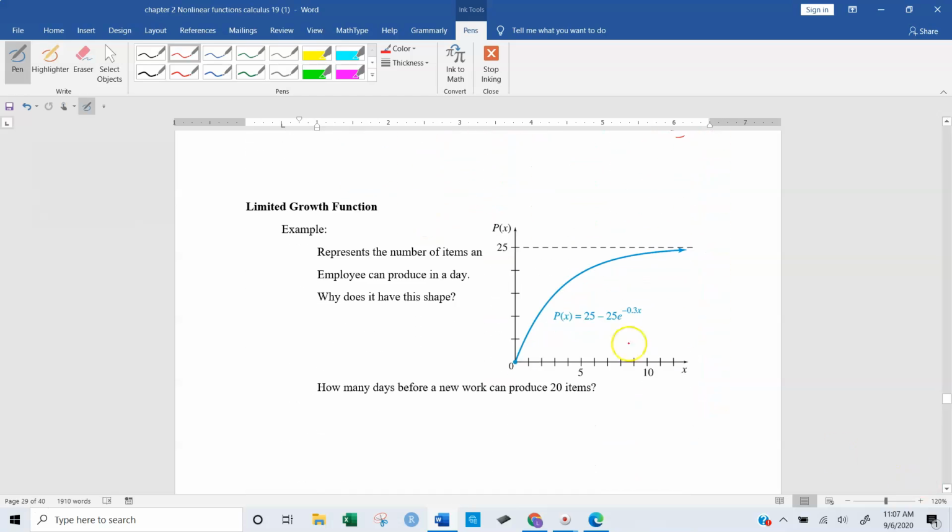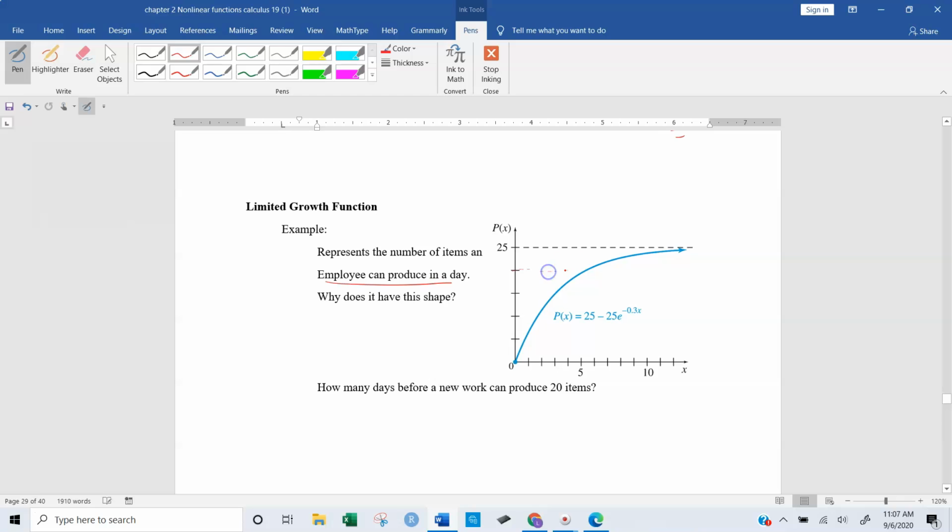Now let's just talk about this. This represents the number of items an employee can produce in a day. Why do you think it does this and has this asymptote? I hope you guessed because there's a limit as to the highest amount you can produce. After a certain time, you will not be able to produce more than that. So this is like a log function, right? How many days before a new employee can produce 20 items? So we go to 20 and we go over.